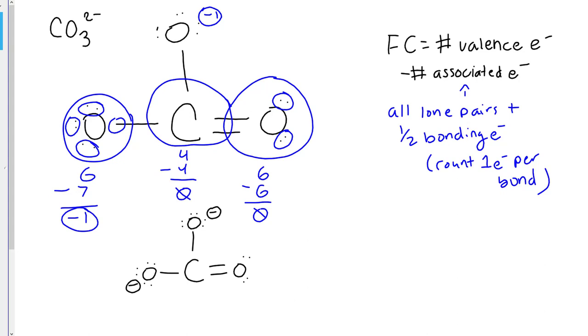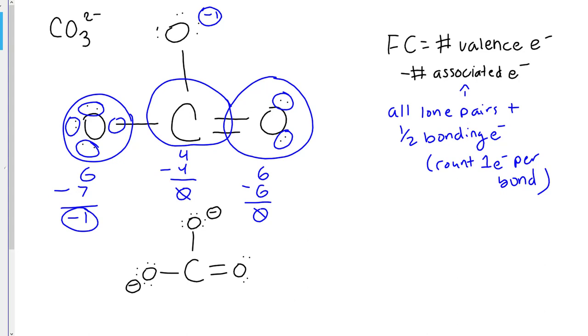So this is the formal charge. Now, rules about formal charges. The sum of the formal charges must add up to the charge on the overall molecule. Carbonate, overall charge of 2 minus. Did my formal charges add up to that? Yes, it did. So that's how to assign formal charges. Any questions about assigning formal charges?